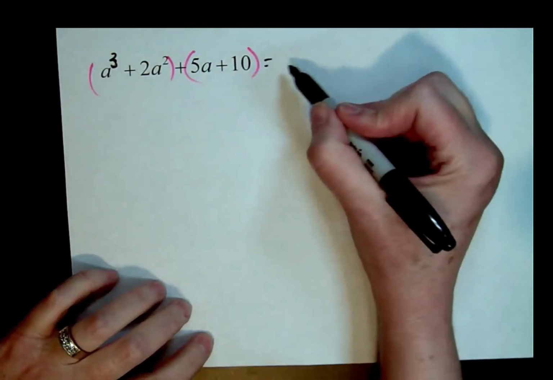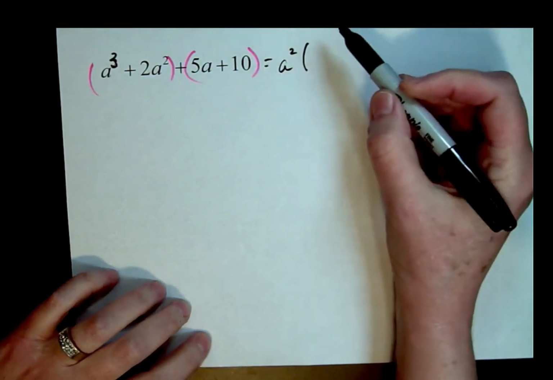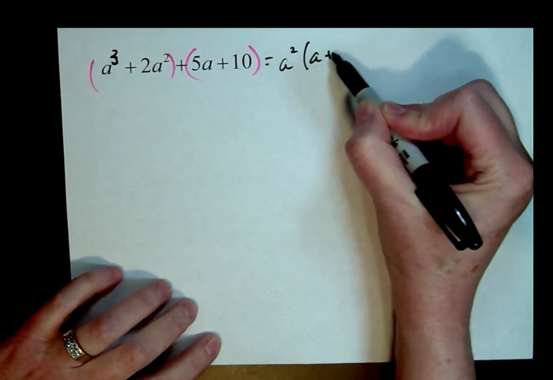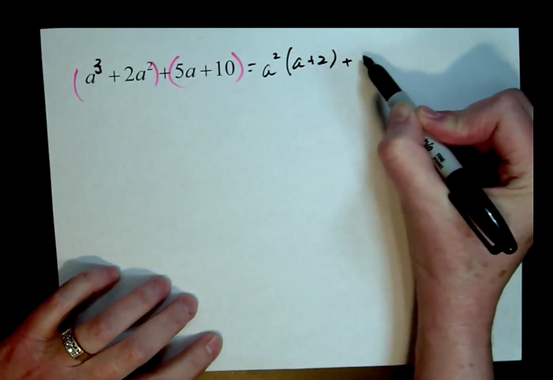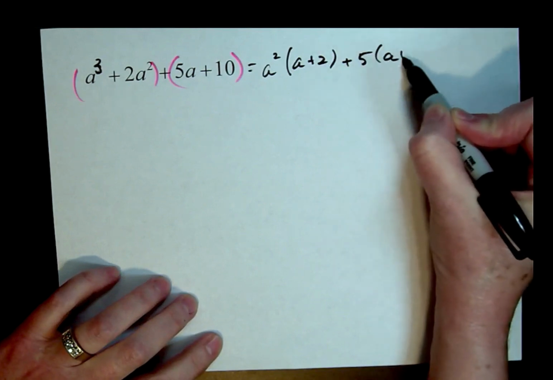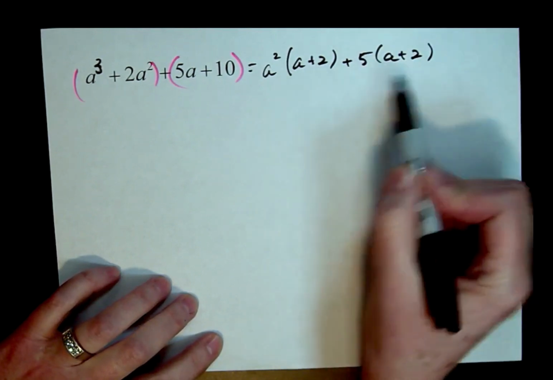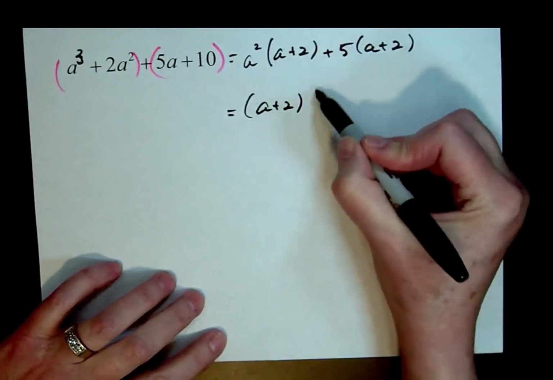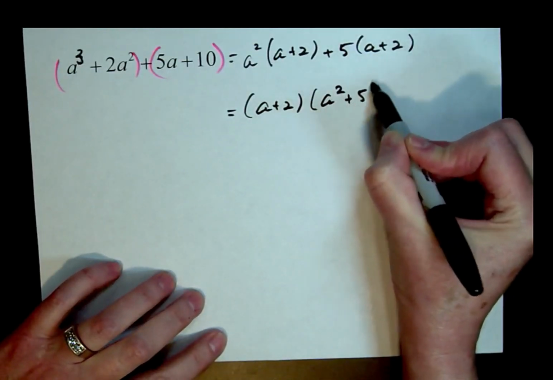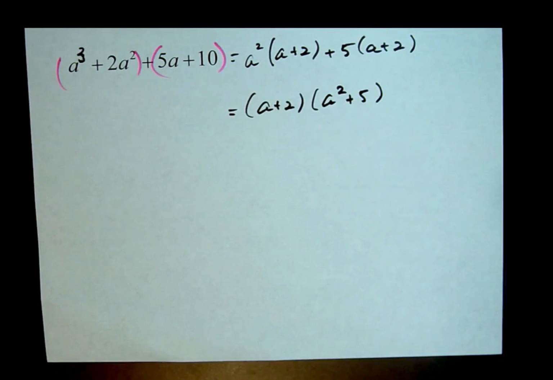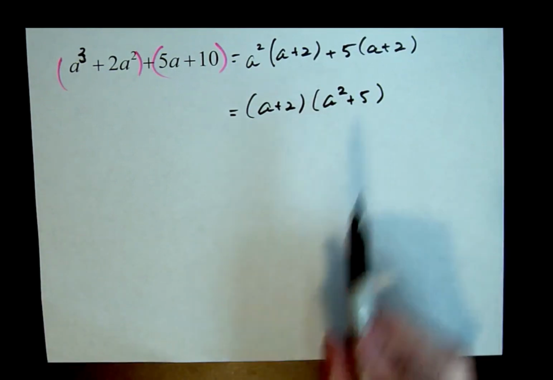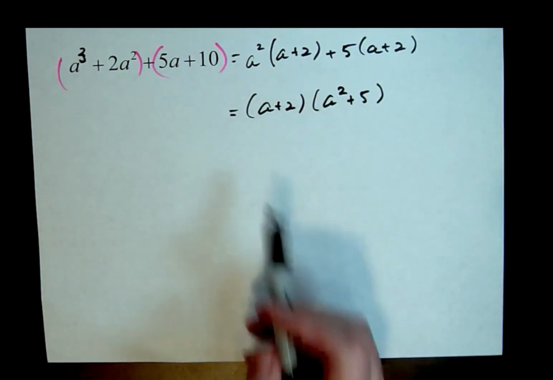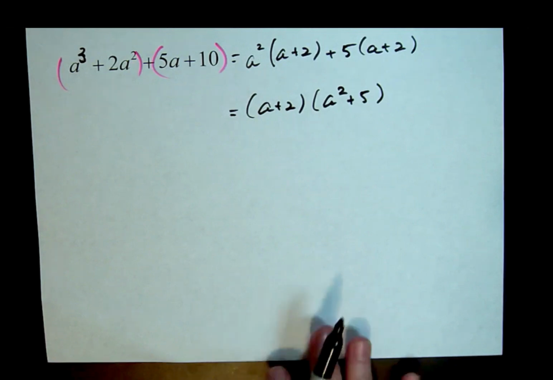Okay, what can I take out of the first two terms? An a squared, that'll leave me a plus 2. What can I take out of the second group? A 5, that'll leave me an a plus 2. Because I have the same stuff in both parentheses, I can factor it out of the a squared plus 5. And at that point I'm done. A squared plus 5 does not factor further, so you cannot go any further than this.